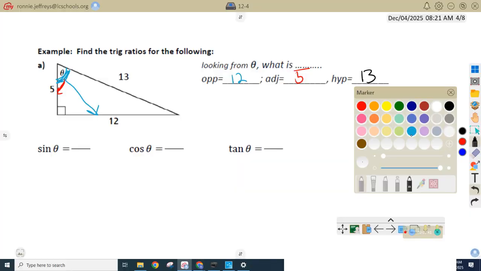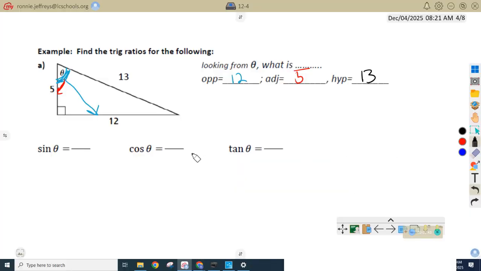Now, what? I said the adjacent is not 13. No, I had actually moved on.